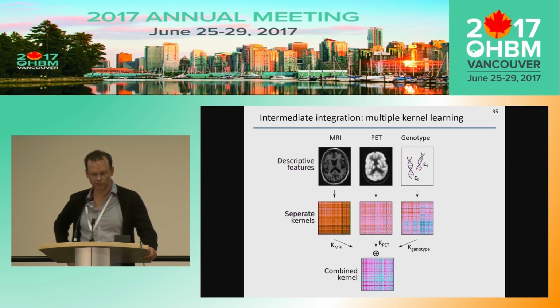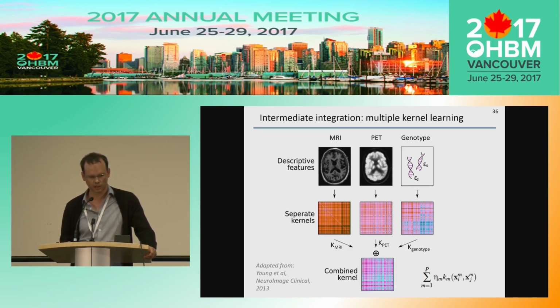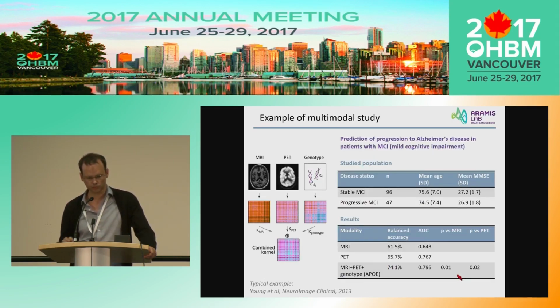So here, for example, I take an example of multiple kernel learning using actually Gaussian processes for Alzheimer's disease prediction that defines separate kernels for MRI, PET, but also genotype data that learns a combination, here a linear combination of the different kernels for the different modalities. And what you can find is that actually the combination of MRI and PET slightly improves the accuracy of the prediction.